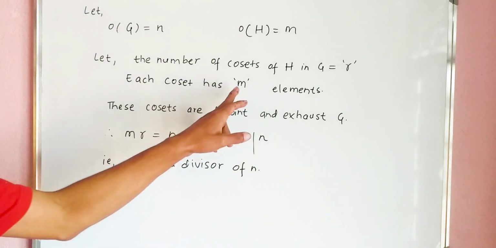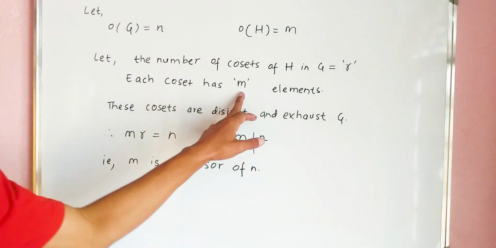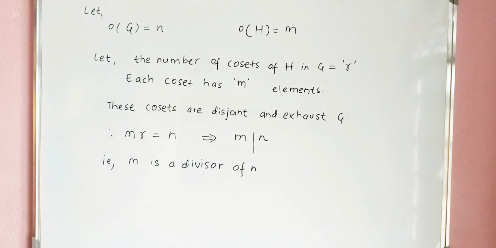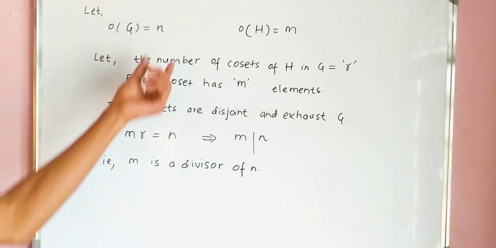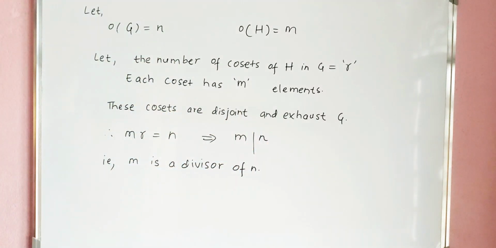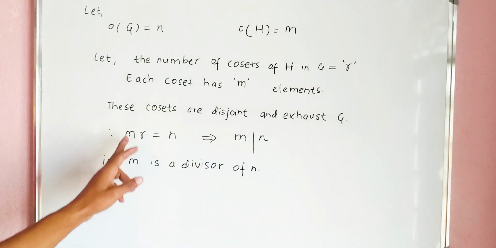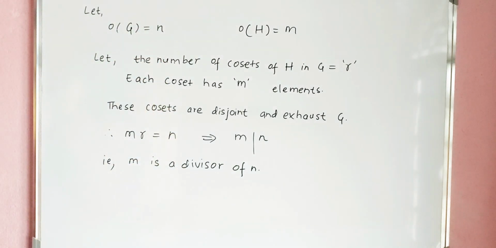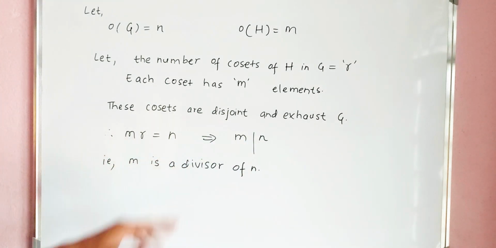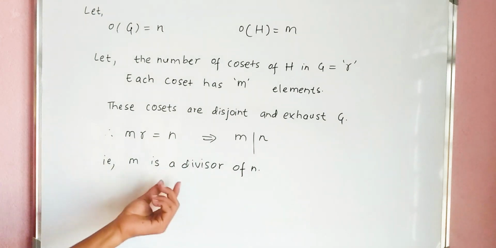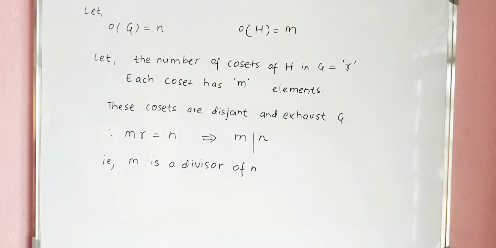There are m elements in each coset and there are altogether r cosets. Therefore, the total number of elements in G is m times r because these cosets exhaust G. And also we have the total number of elements in G is n. Therefore, we must have mr equals n. This implies m divides n. That is, m is a divisor of n. So, the order of H is a divisor of the order of G and the theorem is proved.